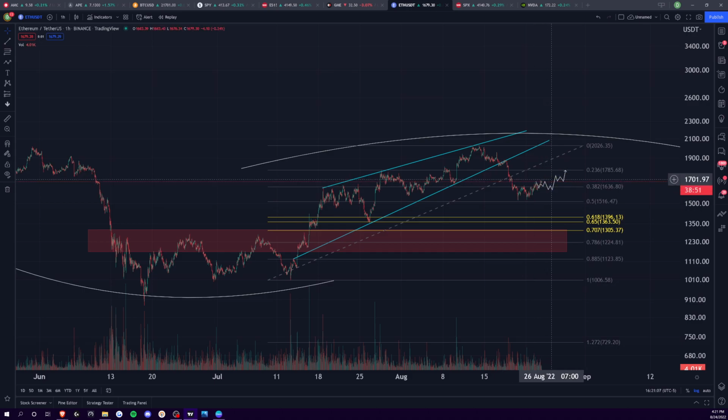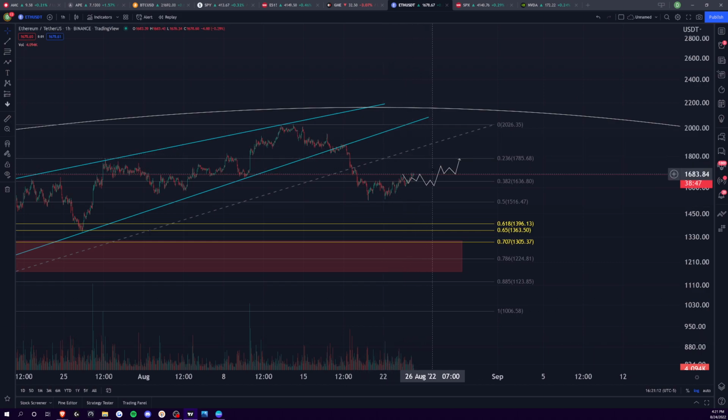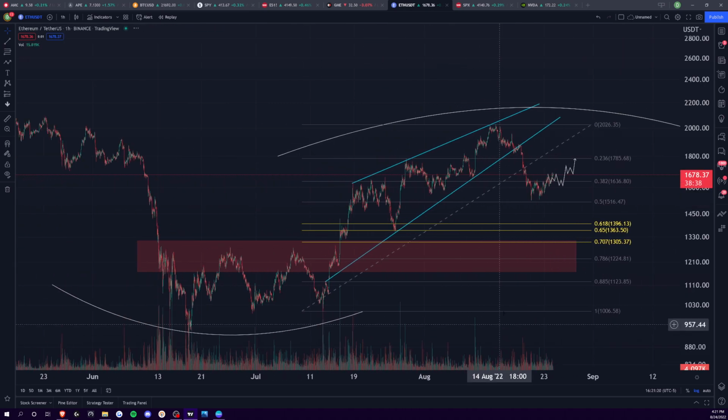Ethereum, right on track, doing exactly what we drew out yesterday. I really do think that you just are rounding out here. You're bottoming out. This looks like you want to move up, at least temporarily. So that's what I'm expecting.